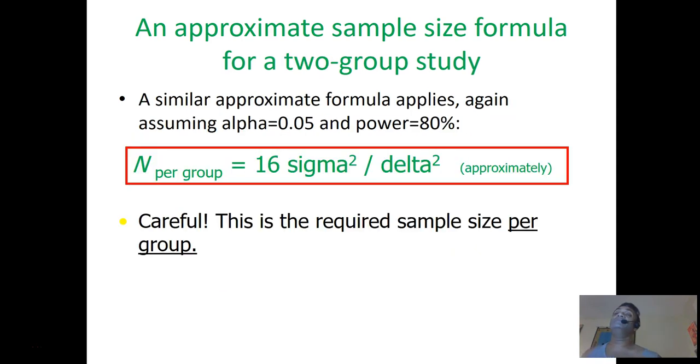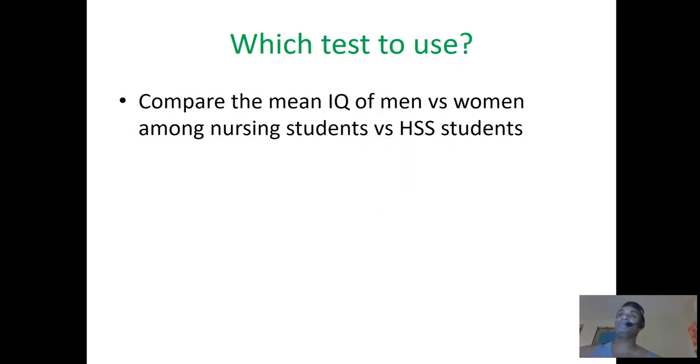However, we also said that if you needed two groups, then this is the formula you use. It's 16, it's twice as big as the previous one, but you need that per group, so it's 4 times as big as the previous one.